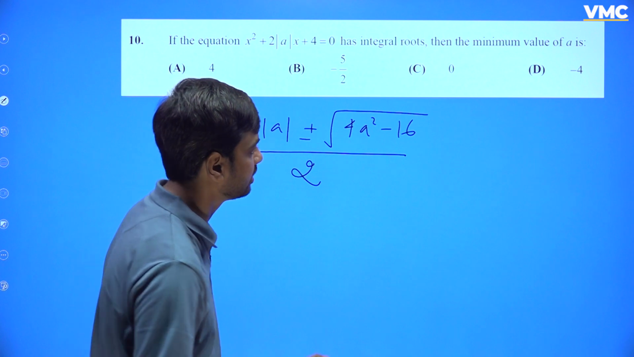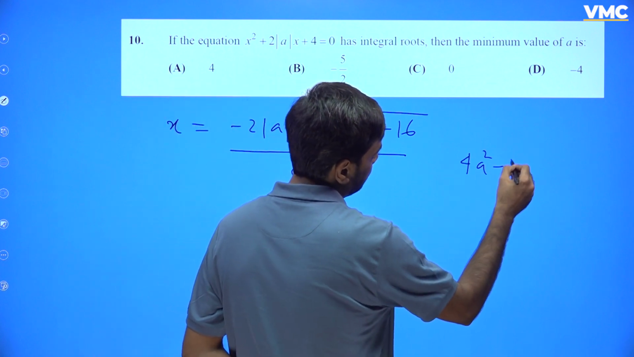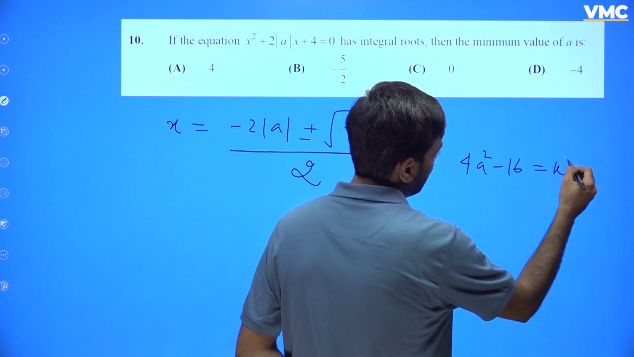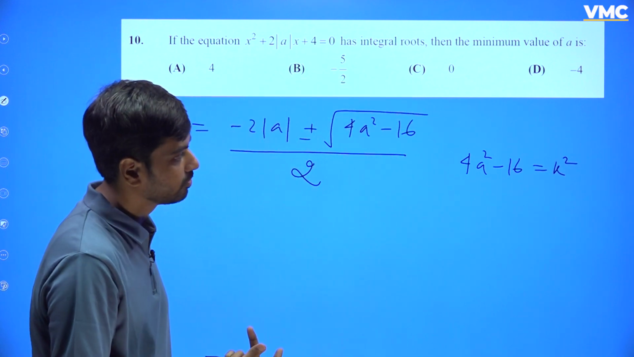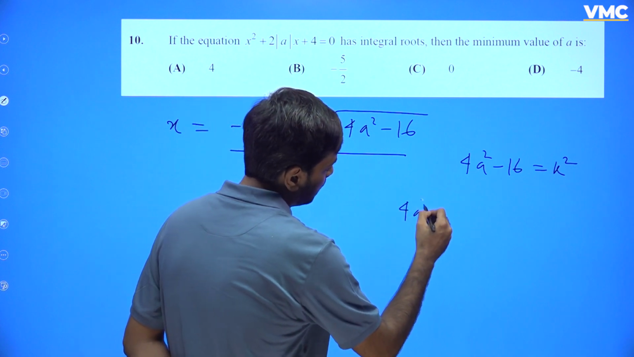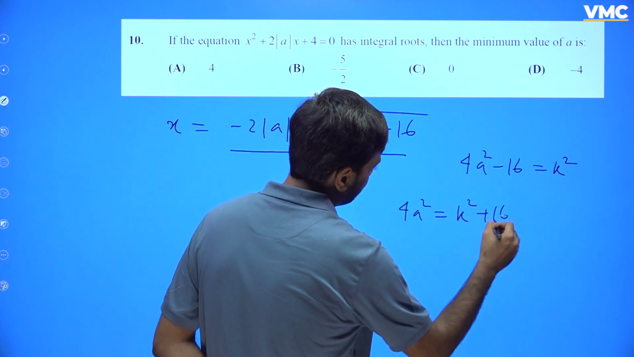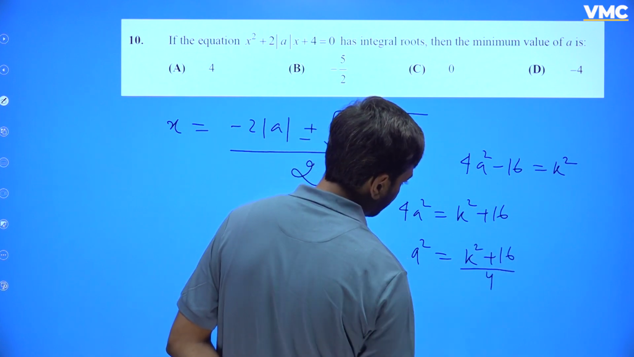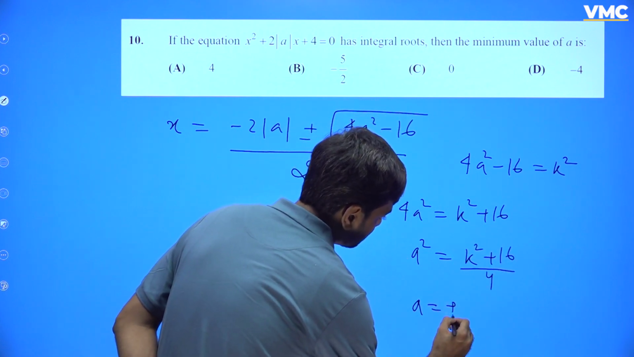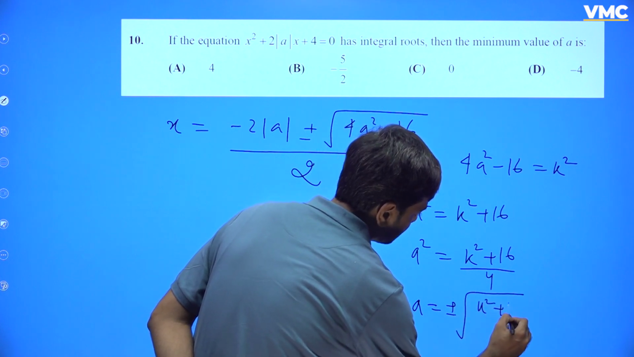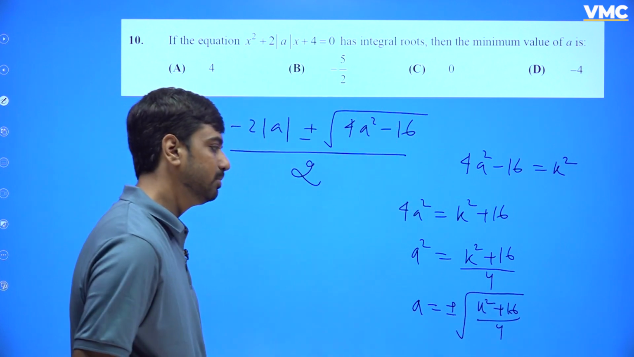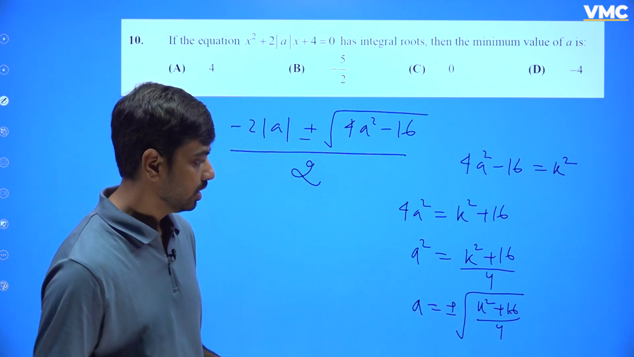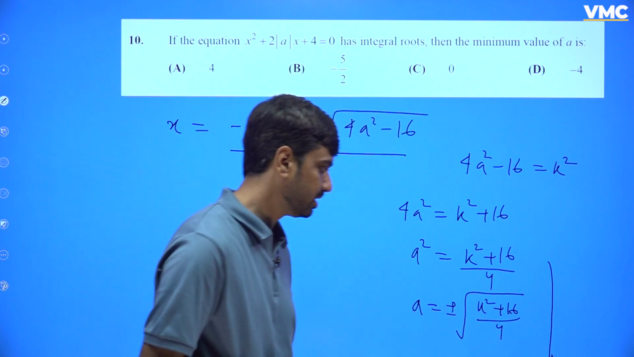So let's go for the perfect square. This expression 4a square minus 16 has to be a perfect square, so that will be written in the form of k square. So 4a square is equal to k square plus 16. That implies a square is equal to k square plus 16 by 4. Now a is equal to plus minus root over k square plus 16 by 4. Now you may say, if I take k is equal to 0, then I will get a is equal to plus minus 2. But for other values also we have, yeah, that's right.